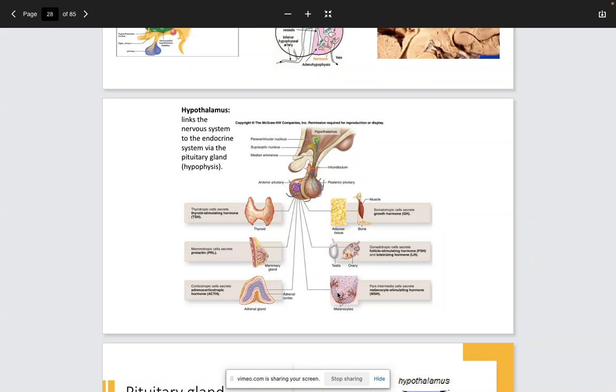These are all going to come up again later on. I just wanted to give you a brief overview. We'll go into more detail on what they do, but you need to know where they are produced. They're all produced from the anterior pituitary.